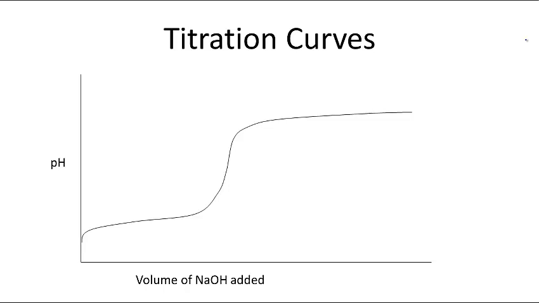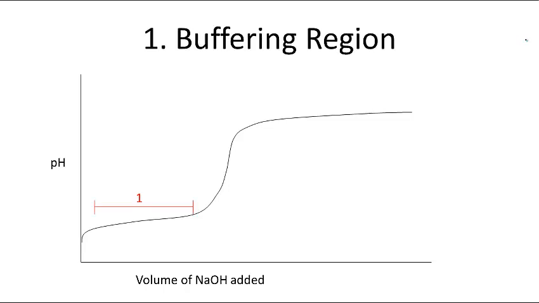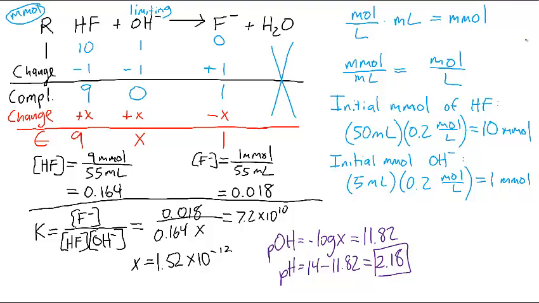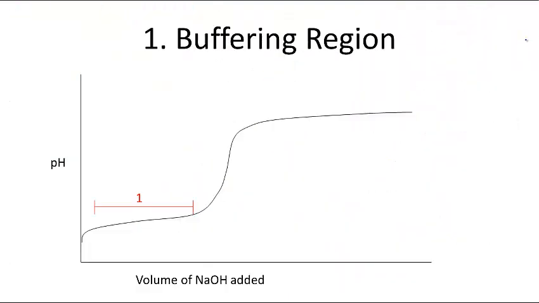So let's just say if I give you a titration curve, what are some features you're going to want to recognize? One is what we call the buffering region. In the buffering region, this is where we had a mixture of what two things? If we go back, the buffering region would have been these first few points. We had a mixture of HF and F minus. We had a mixture of acid and conjugate base. So in that buffering region, you've got a mixture of acid and conjugate base.